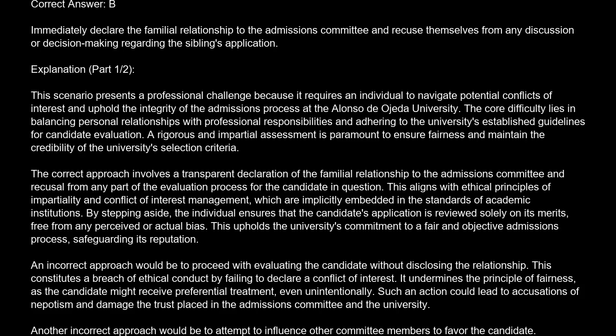An incorrect approach would be to proceed with evaluating the candidate without disclosing the relationship. This constitutes a breach of ethical conduct by failing to declare a conflict of interest. It undermines the principle of fairness, as the candidate might receive preferential treatment, even unintentionally. Such an action could lead to accusations of nepotism and damage the trust placed in the admissions committee and the university. Another incorrect approach would be to attempt to influence other committee members to favor the candidate.